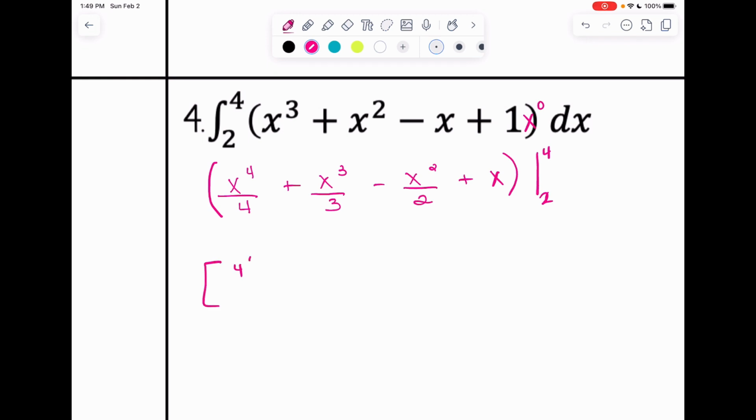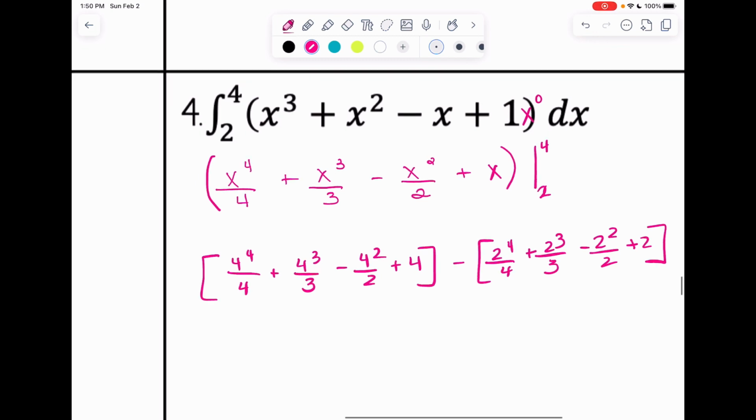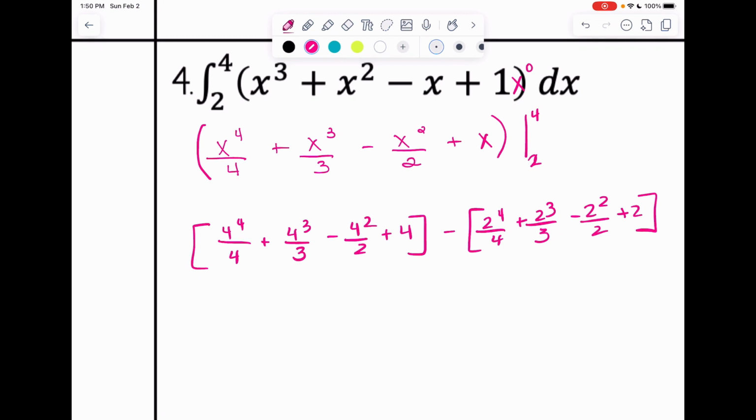All right, so let's plug 4 in for x. And then we're going to plug in 2. And we're going to simplify that whole thing. For this, you can certainly use your calculator to help you add and subtract all of these fractions, or you can sit here and simplify it. If you want more time to simplify it, of course, you could pause this video, but this comes out to be 224 over 3.